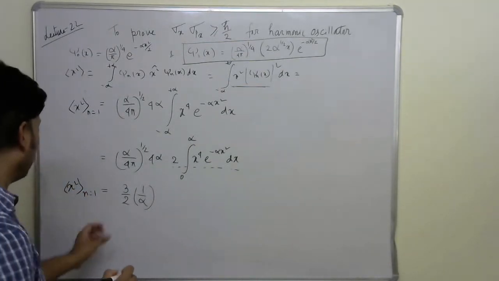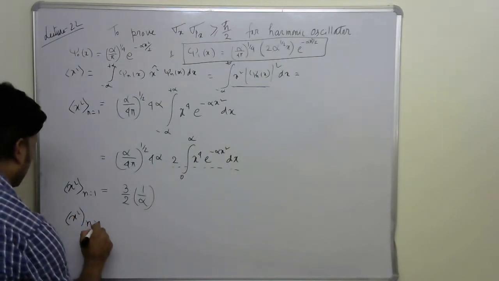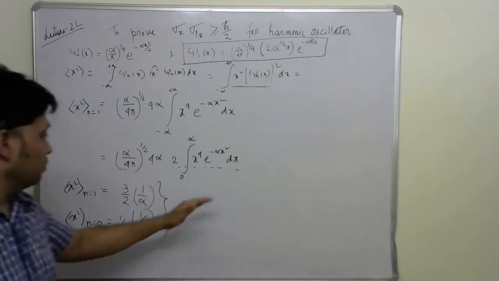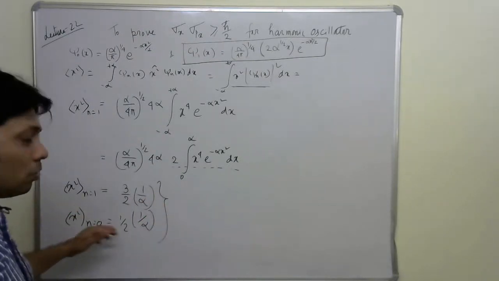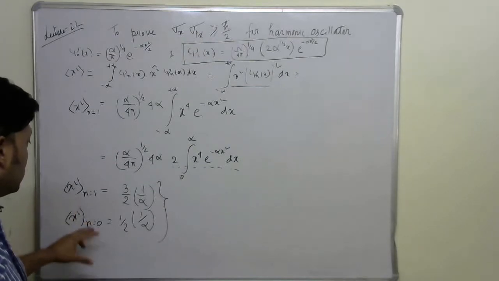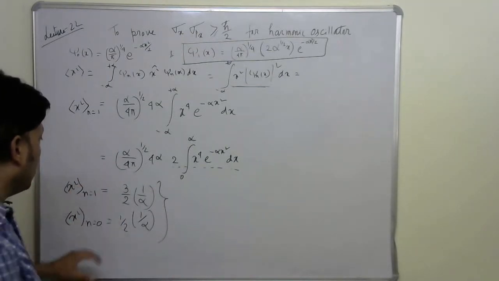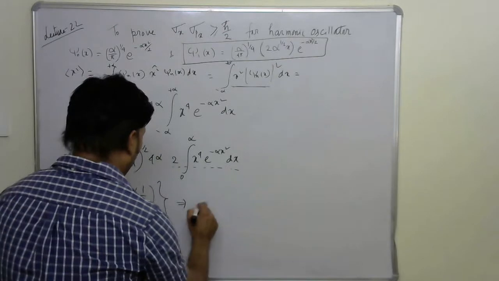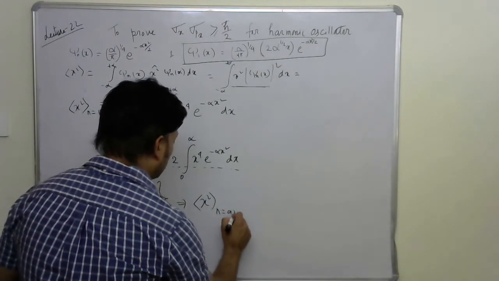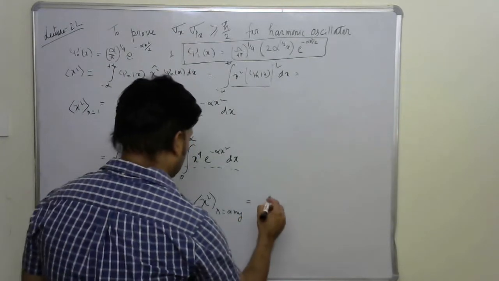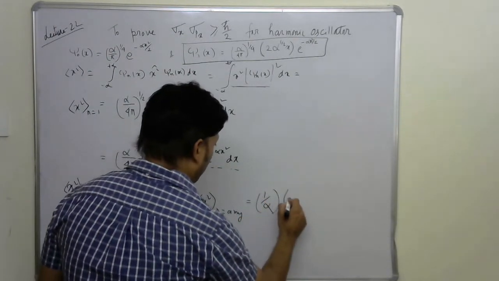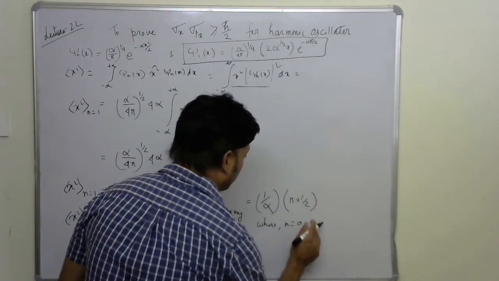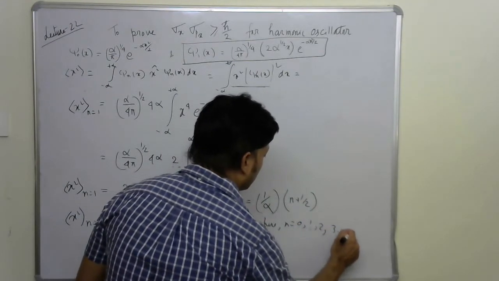So here we are getting this value, and let's remember that x square average for n is equal to 0 was 1 by 2 times 1 over alpha. So by testing two consecutive values, n is equal to 0 and n is equal to 1, you see we get a trend in the expression of x square average. So we can write that x square average for any n is 1 over alpha multiplied by n plus half, where n is equal to 0, 1, 2, 3, etc. up to infinity.